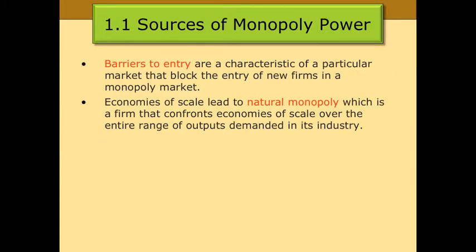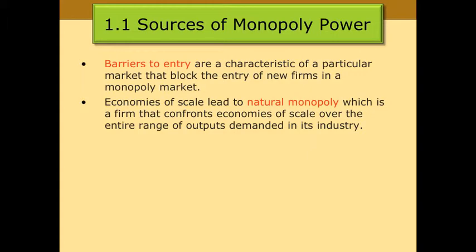Economies of scale and diseconomies define the shape of a firm's long-run average cost curve as it increases its output. If long-run average cost declines as the level of production increases, a firm is said to experience economies of scale. A firm that confronts economies of scale over the entire range of outputs demanded in its industry is what we call a natural monopoly. Utilities that distribute electricity, water, and natural gas to some markets are examples.